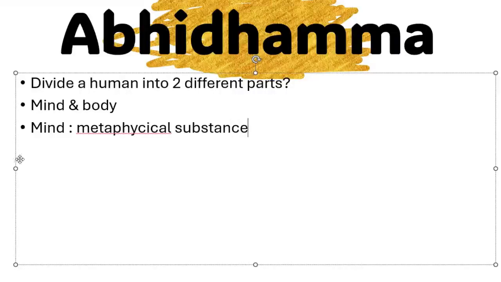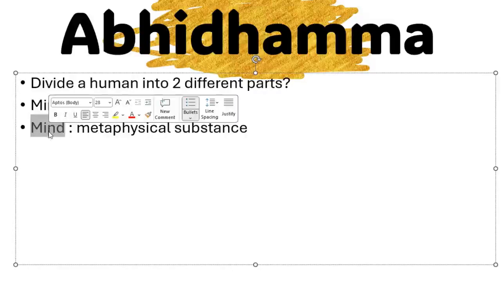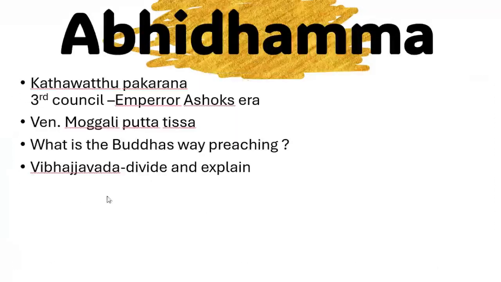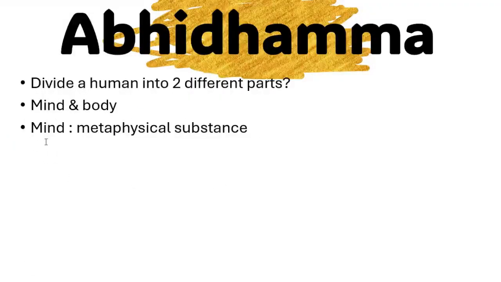So nobody can divide the mind and research about it. The only one in this world who has done that job is our teacher Buddha. He divided. So his way is Vibhajyavada, you know already. His way is Vibhajyavada, divide and explain.